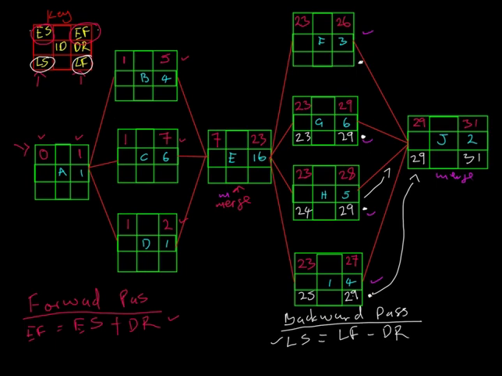What is the successor of the activity F? It's J. What is the late start of activity J? It's 29. So therefore the late finish of activity F is 29. What is the late start there? We say late start is equal to late finish minus the duration. So therefore 29 minus 3 will give us 26. Yippee! We are done with that one.